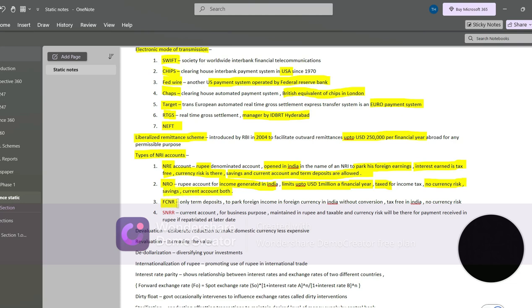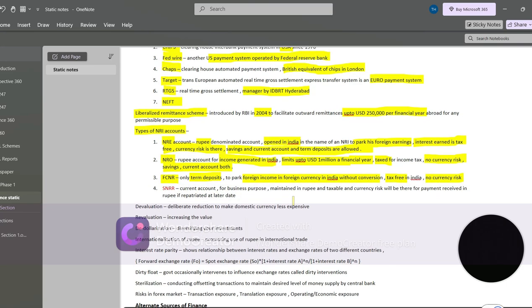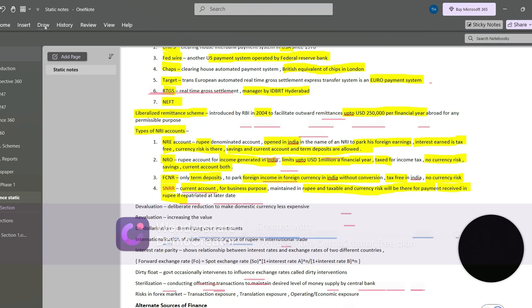Third is FCNR. In FCNR, only term deposits are allowed and it is done to park foreign income in foreign currency in India without conversion of the currency. It is tax free and no currency risk is there as it remains in foreign currency. Last is SNRR. SNRR is a kind of current account and it is for business purposes. It is maintained in rupee and taxable, and currency risk will be there for payment received in rupee if repatriated at a later date. Obviously, that is the only reason for currency risk.